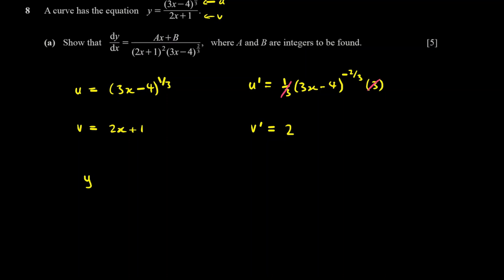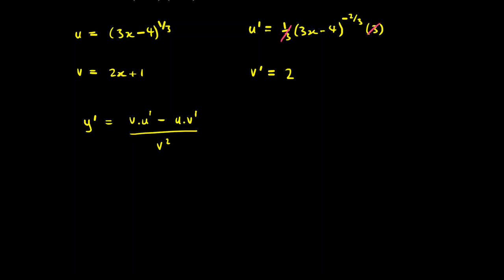Okay, next thing, quotient rule. Now, the quotient rule is v du/dx minus u dv/dx, so v du minus u dv, all over v squared. So now my job is just to substitute in our values. So our v is 2x plus 1.